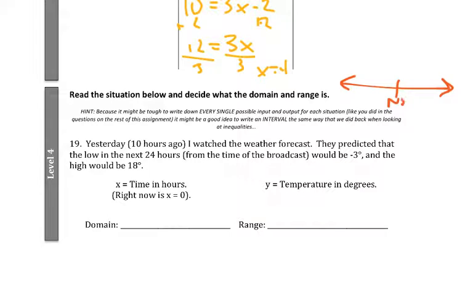You are sitting here at now, and you'd call that time 0. And then think about what the weather forecast is talking about. How far back is the forecast talking about from now? How far forward? And it would be tough to write down every single possible time that the weather forecast is talking about, but we could write an interval.